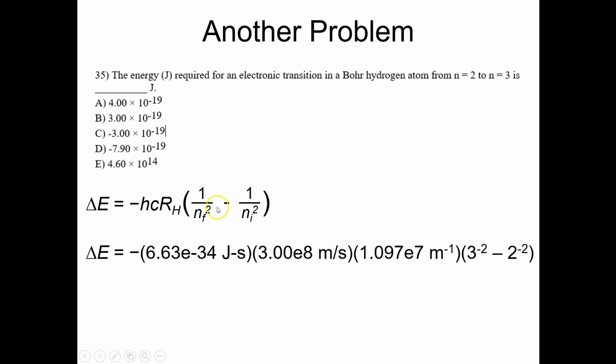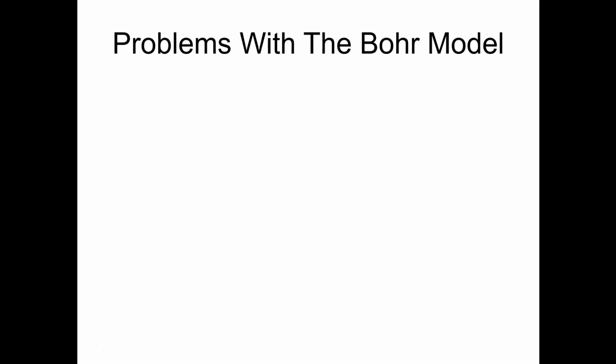The final state is 3, so it's 1 over 3 squared, or 3 to the minus 2. The initial state is n equals 2, so it's 1 over 2 squared, or 2 to the negative 2. If I put all that in and press go on my calculator, I get 3.03 times 10 to the minus 19 joules, which is answer B. So there you go.